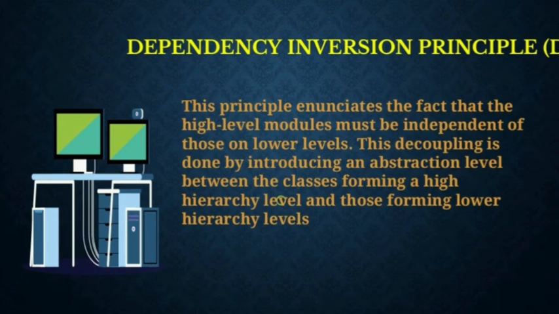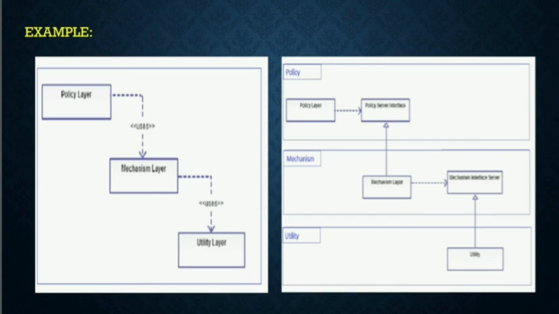Last, we are going to see the dependency inversion principle. This principle indicates the fact that the high level modules must be independent of those of lower levels. This decoupling is done by introducing an abstraction level between the classes forming a higher hierarchy level and those forming lower hierarchy levels. This is known as the dependency inversion principle. Let us see an example of it. In this diagram, we clearly explain the dependency inversion principle. In it, the policy layer and the utility layer are interfaced through a mechanism layer.